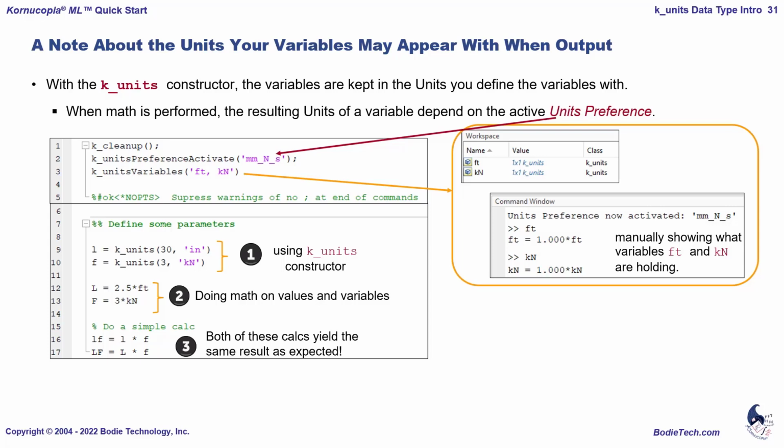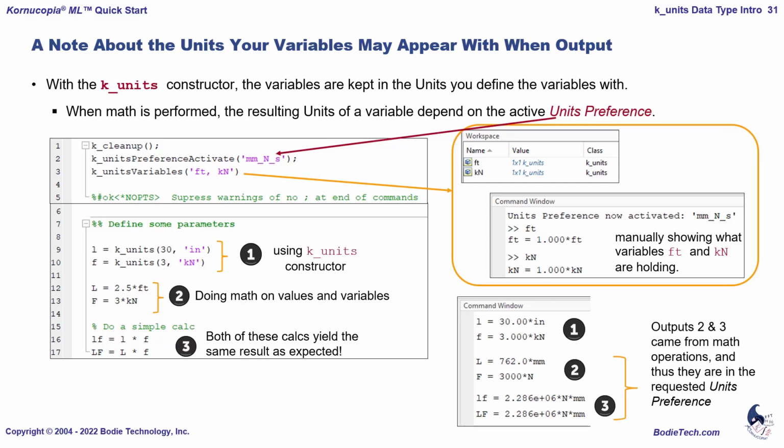With the lowercase letters, I'm assigning variables via the k-units constructor. And then I'm just doing some simple additional calculations on line 16 and 17. Note MATLAB variables are case sensitive. So capital L is different than lowercase l and such. And also the kilonewtons listed on line 10 is referencing the unit of kilonewtons in the Cornucopia library, where on line 13, that's a variable that got defined by the k-units variables command on line 3.